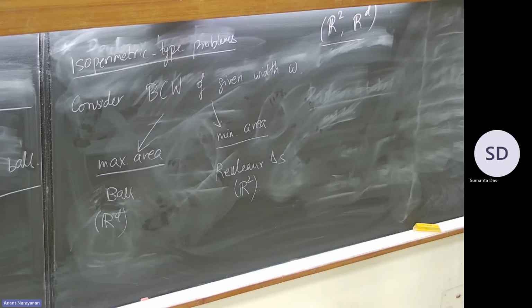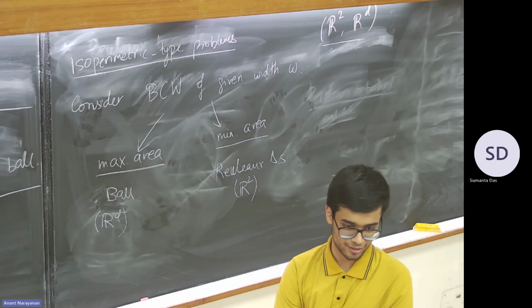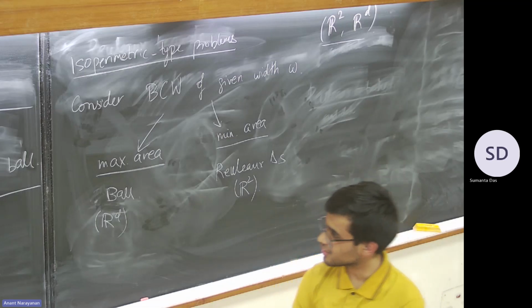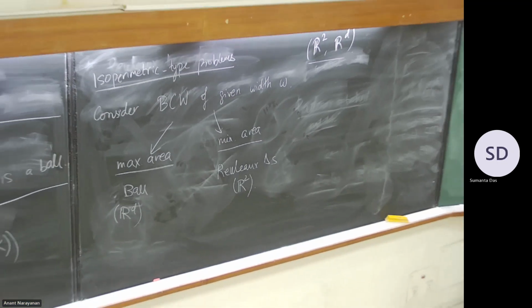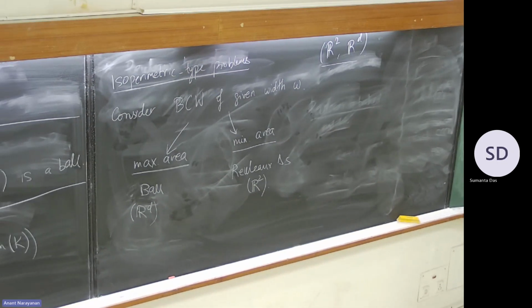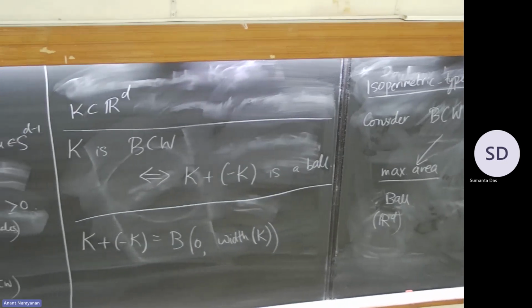So we don't have enough examples in RD. Exactly. But that's another point. You don't have very nice looking examples in RD for D greater than or equal to 3. So that's why it's a bit tough to imagine that. But perhaps we'll get back to it. So I have to erase it.